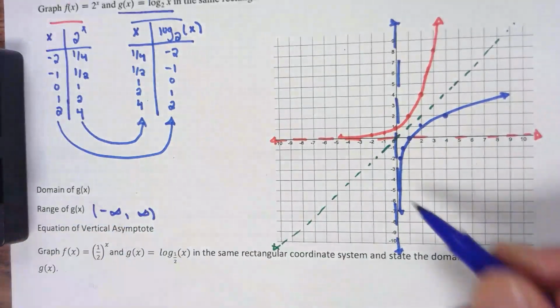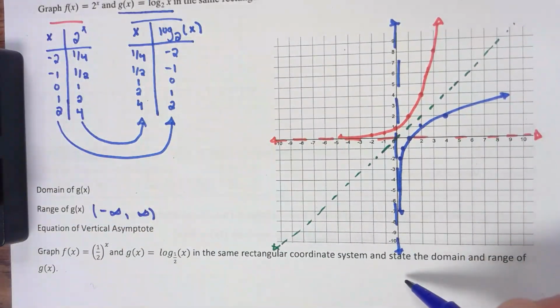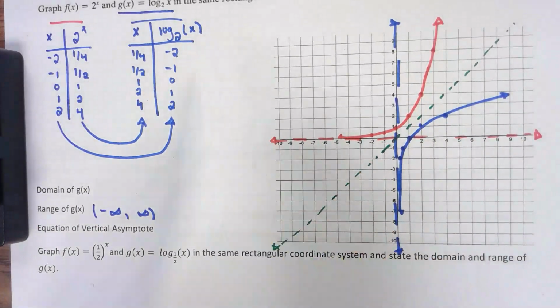Okay, and we see that in the graph. It's going to go all the way down to negative infinity. It's going to go all the way up to positive infinity. In other words, when we start plugging in values for x, we're going to get both negative numbers, we're going to get 0 and positive numbers.